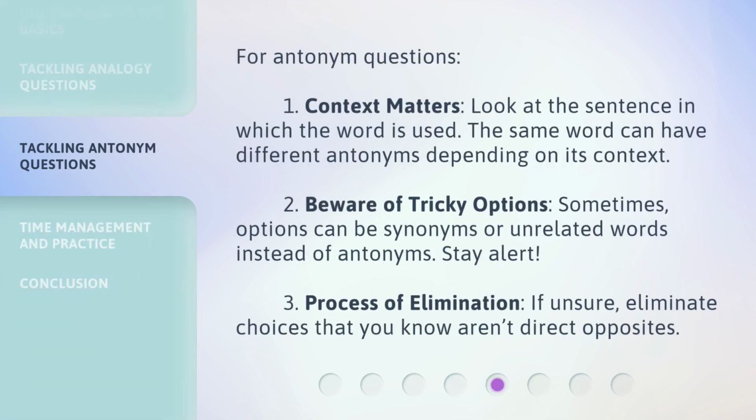For antonym questions: 1. Context matters. Look at the sentence in which the word is used. The same word can have different antonyms depending on its context. 2. Beware of tricky options. Sometimes, options can be synonyms or unrelated words instead of antonyms. Stay alert. 3. Process of elimination. If unsure, eliminate choices that you know aren't direct opposites.